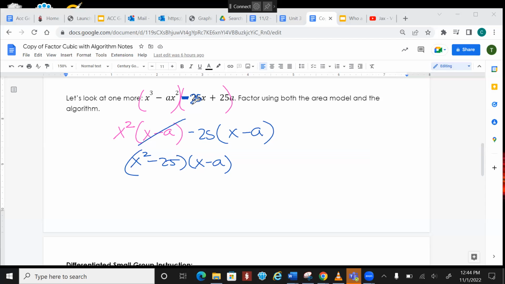Now, we learned in the last unit that if we have a difference of squares, we can factor it. So for instance, what's the square root of x squared? It's just x, right? What's the square root of 25? Okay, so we can rewrite this as x minus 5 times x plus 5 times x minus a.